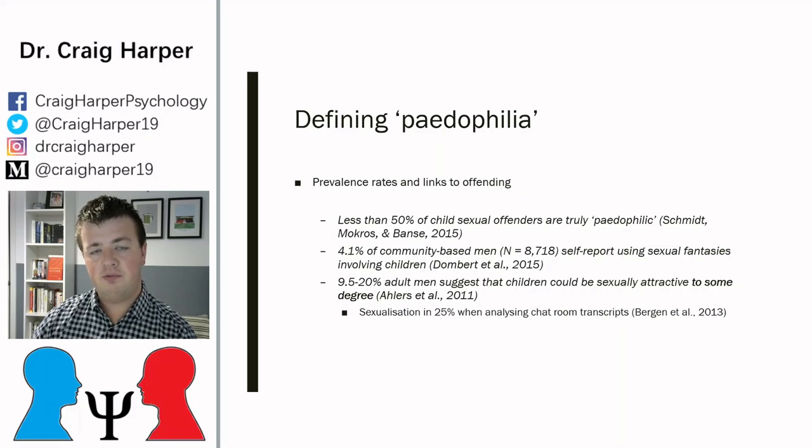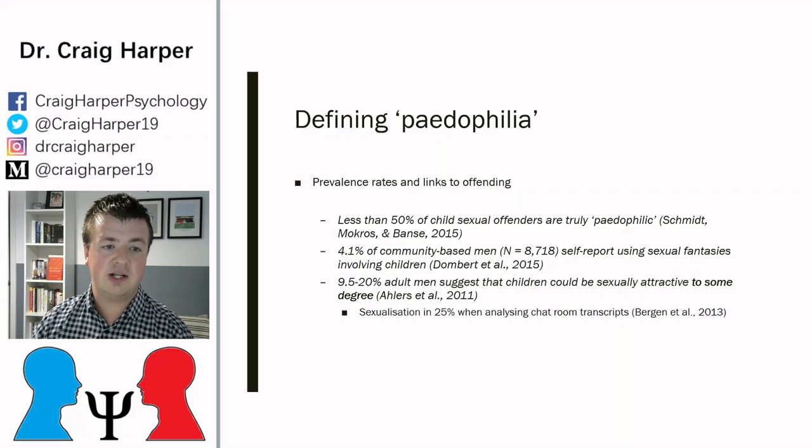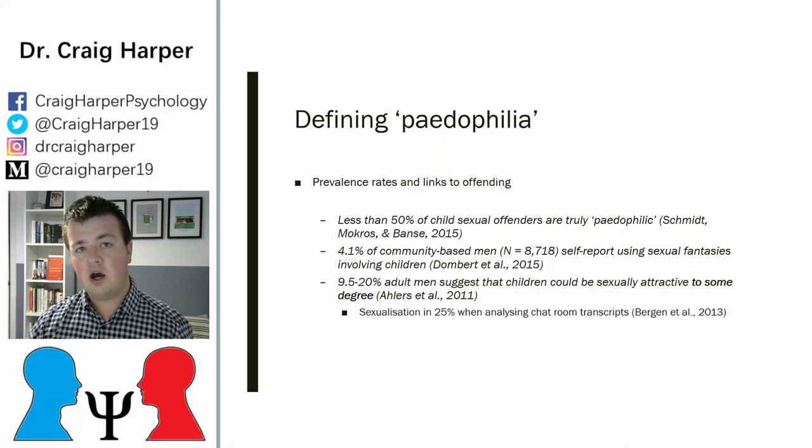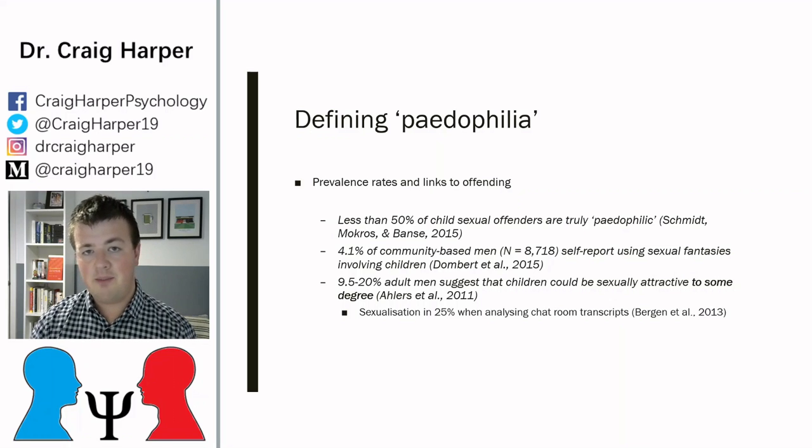4% of men using sexual fantasies involving children in masturbation is a large number. If we then expand that to people who may suggest that they find children sexually attractive, or that some people could find children sexually attractive, anywhere between 9.5% and 20% of adult men seem to suggest that, at least to some people, not necessarily to them, but to some people, children could be sexually attractive to some degree.